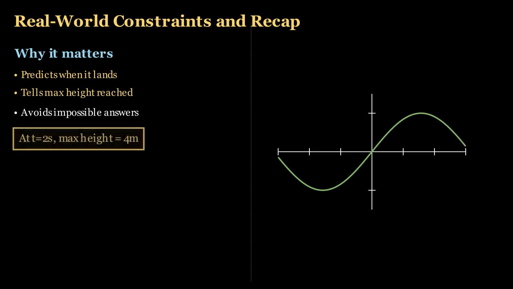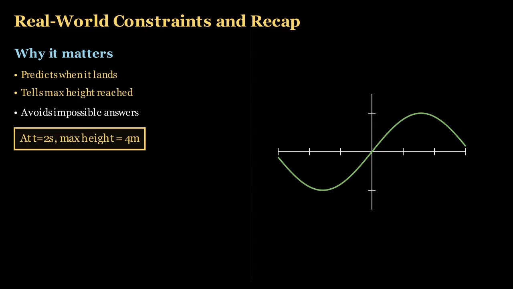If we ignored the real-world domain and plugged in a negative time, the formula might happily give us a height, but it would be nonsense, like saying the ball was underground before you even threw it. The constraints keep our model honest and useful.